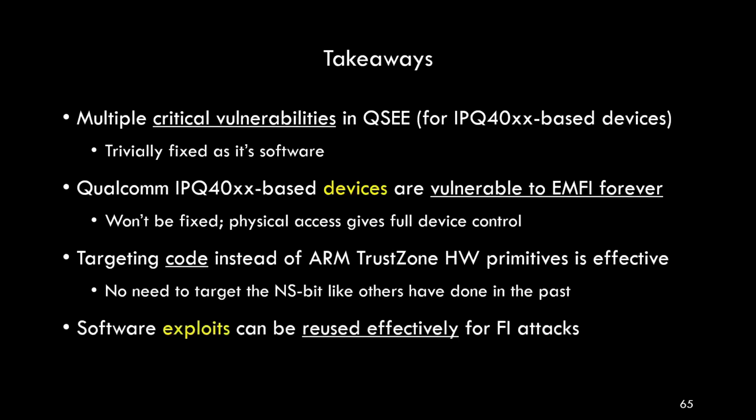Also, very interestingly, we've shown that software exploits, which are made in a slightly different context, can be reused very effectively for FI attacks. In other words, if you ever obtain an exploit for a vulnerability that is fixed, using fault injection you can re-enable that vulnerability by changing small pieces of the code in order to make the vulnerability present again. Of course, this requires physical access in order to inject the glitches that you need. So this was it.